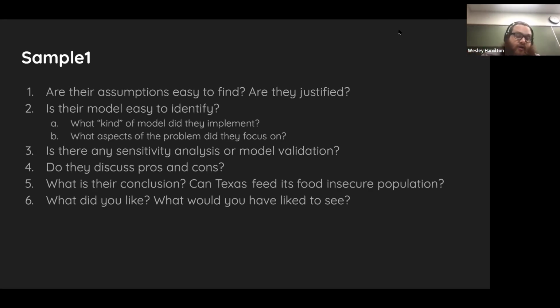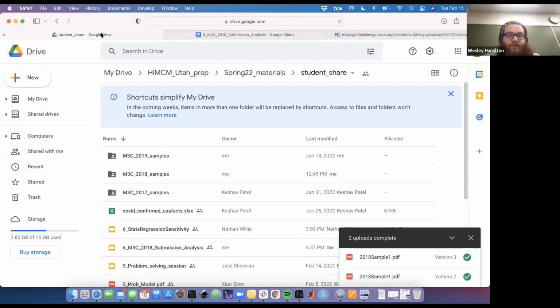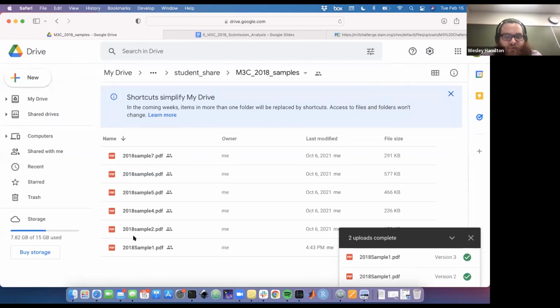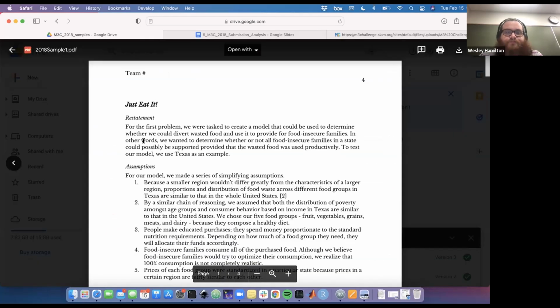And then finally, what do you like? What are things that you'll take and emulate in your own submission? What are things that are missing that maybe take a note of, and be sure that you include when you write up your submissions. Okay. So what I'll do is I'll jump over here to these samples, and we'll go to sample 1.